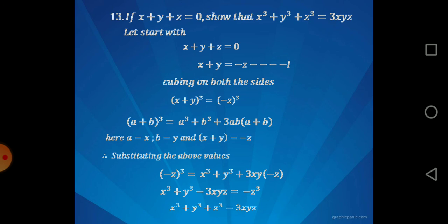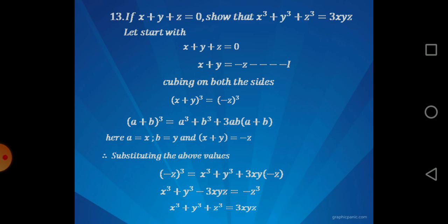Let us start with x plus y plus z equal to 0. Show that there are cubes for x, y and z. But in our identities, we didn't learn cubing of any trinomial. So let us change this trinomial into a binomial by sending plus z to RHS. So x plus y is equal to minus z. Now we have learnt cubing a binomial. So we will cube both the sides. Thus, x plus y whole cube is equal to minus z whole cube.